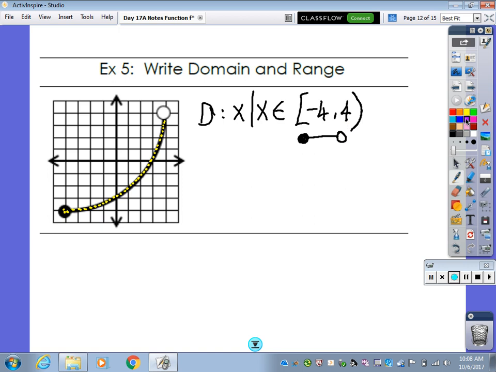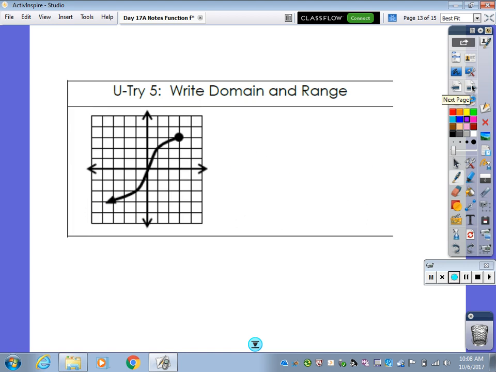Let's do the same thing for y values, range: y values such that y belongs to. Y values are between -4 and +4. -4 is an included point, +4 is a not included point. Here's your U-try next. Write your domain and range in set builder notation. Pay attention to your domain restriction and write the domain and range in least to greatest order.